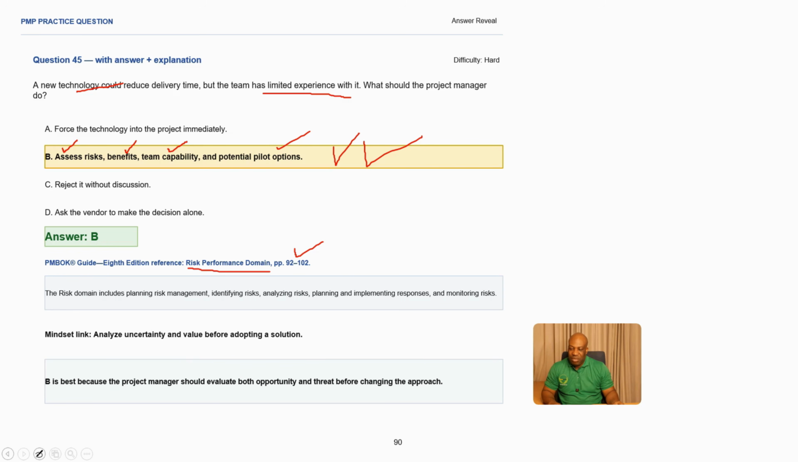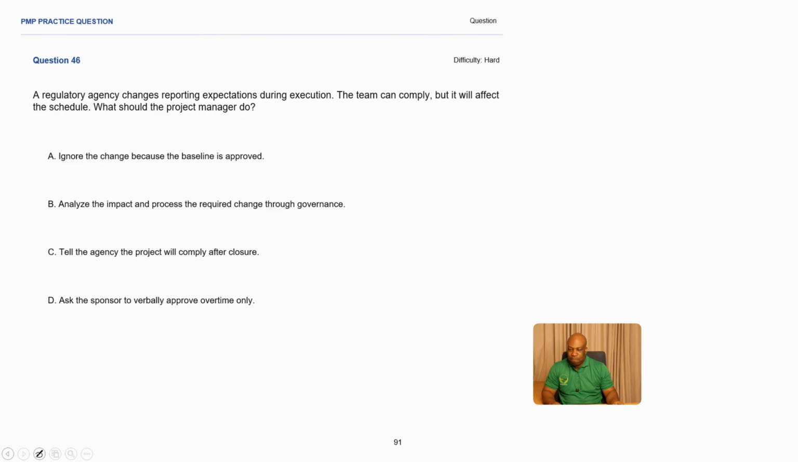So what does the risk performance domain include? Risk performance includes planning risk management, okay, identifying the risk, also analyzing them, planning the responses, and also monitoring. And the best mindset that can be used here is to analyze uncertainty and also value before adopting a solution, which is very important. So the project manager here is supposed to analyze the risks and also the value before adopting any solution, making B the best answer because the project manager should evaluate both opportunity and threat, which is the risk, before changing the approach, making B the best answer.